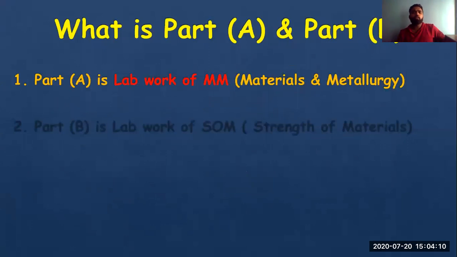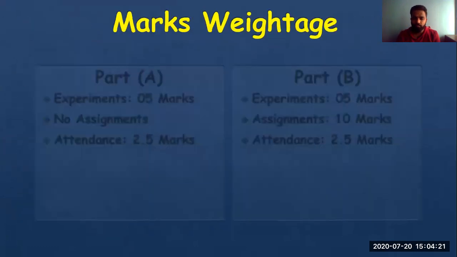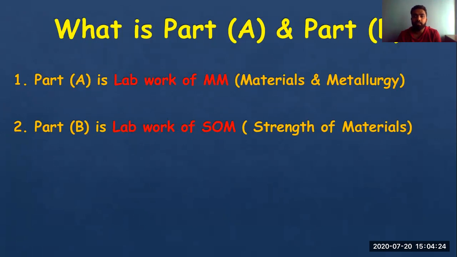Part A is lab work of materials and metallurgy. So there are basically two subjects in this single lab, material testing lab. One subject is materials and metallurgy, and the other subject is strength of material. Part A will constitute the term work and the practical of materials and metallurgy, and part B will constitute the term work and lab work of strength of material. It will also consider your Viva exam. So part A and B both will have Viva exam as well as some term work.